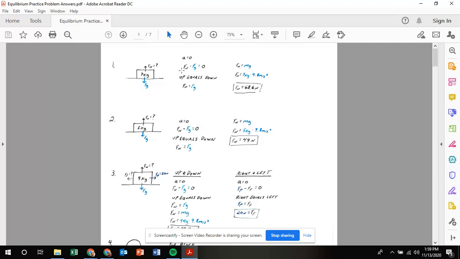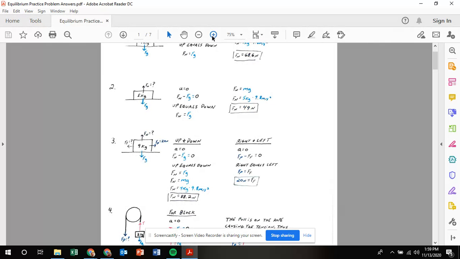And because there's no acceleration, when we say up minus down equals ma, which is Newton's second law, we can ultimately just say that up equals down, as we can do for all these problems. So up equals down, normal equals force of gravity. Force of gravity is mass times 9.8, so 7 times 9.8 tells me that the normal force is 68.6 newtons.